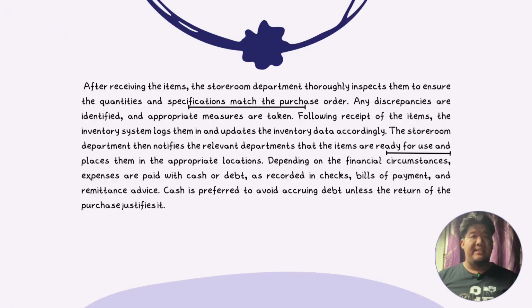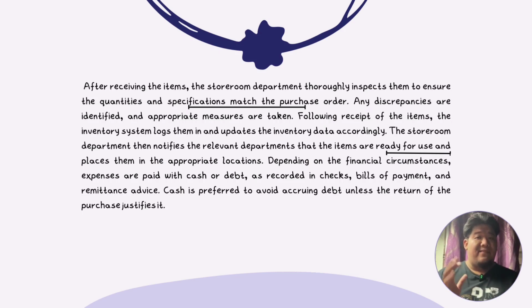So finally, let's discuss the third paragraph. I will explain the entities and the process of receiving and inspecting inventory. Upon receiving items, the storeroom department thoroughly inspects them to ensure that the quantities and the specifications match the purchase order. Any discrepancies are promptly identified and addressed.